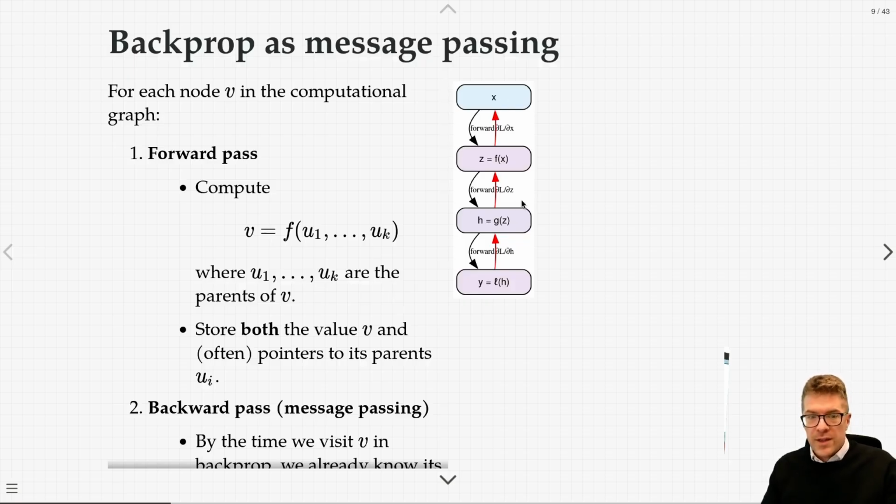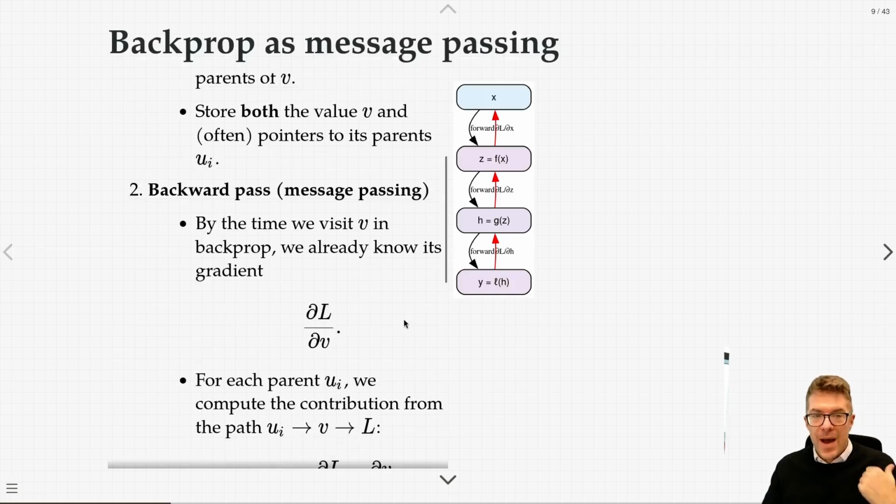When we're pushing things through the graph, we're going to store both the value we've computed, v, and often we're going to store the pointers to the parents. We're going to need that if we're going to do backpropagation properly. In the backwards pass, this is the message passing. We're going to divvy out the blame for whatever goes wrong at the output, the last layer. We're going to start divvying it up and then separating it and pushing the message backwards through the network, flowing everything back towards the beginning.